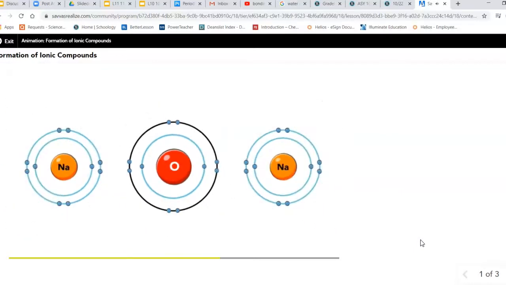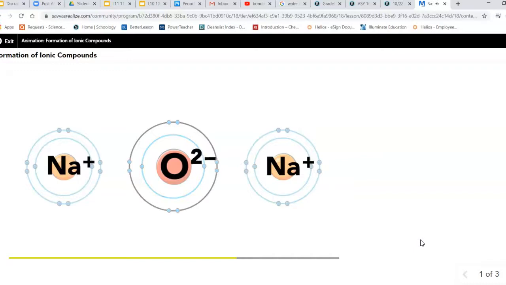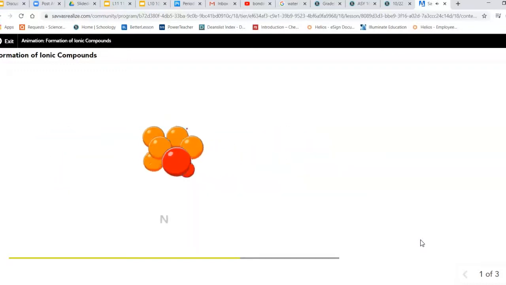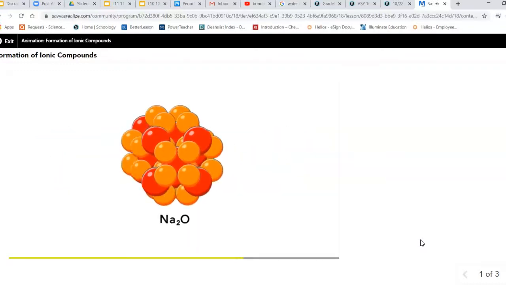This means that to form a compound with a net charge of 0, 2 sodium ions, each with a +1 charge, are required for each oxygen ion with a -2 charge. The compound's formula is Na2O to reflect the 2-to-1 ratio between sodium atoms and oxygen atoms.